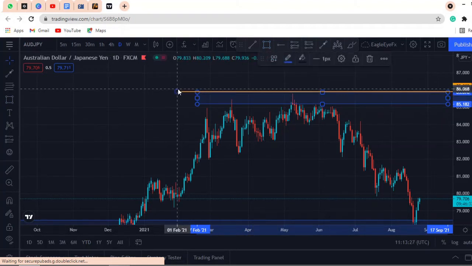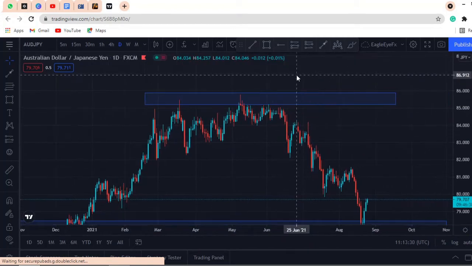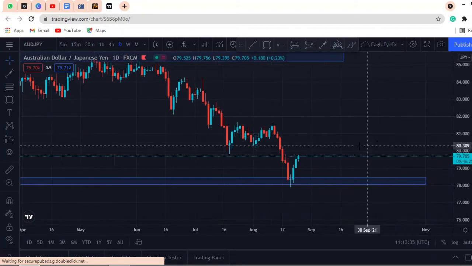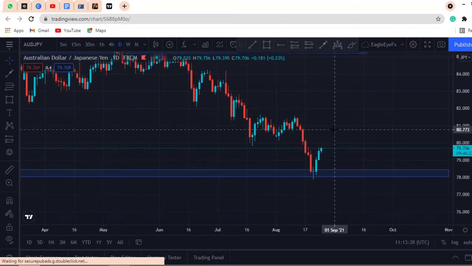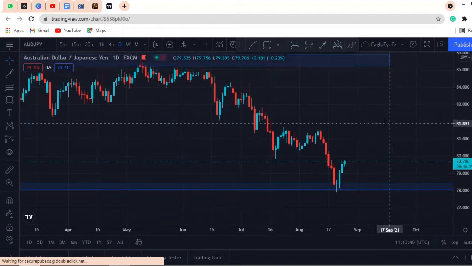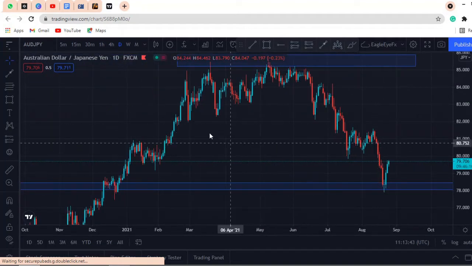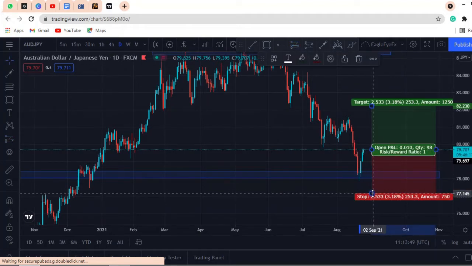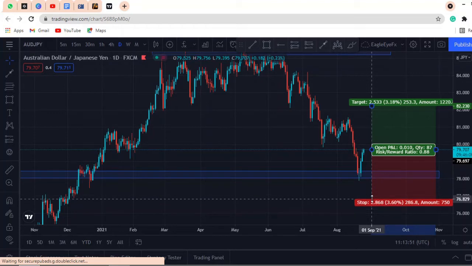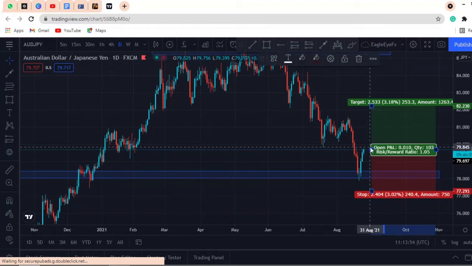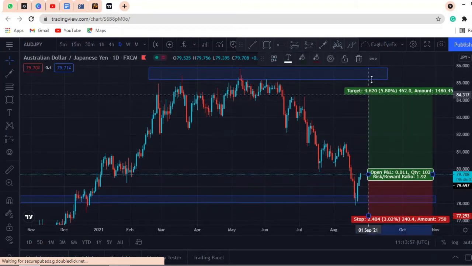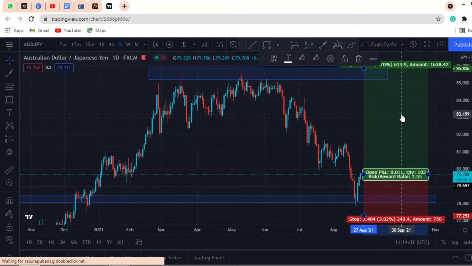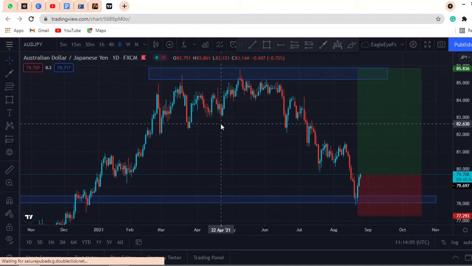Okay, let's remove the line. Okay, and then you can see that from a daily time frame, there's a very strong bullish movement. Okay, so you can easily enter here, put your stop loss just below like that, right? Then target this point here, which is 2.5 times.